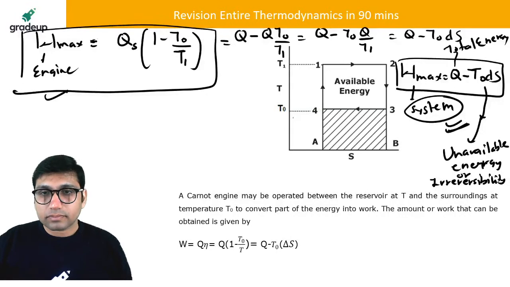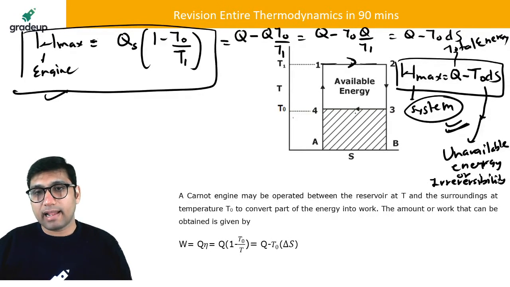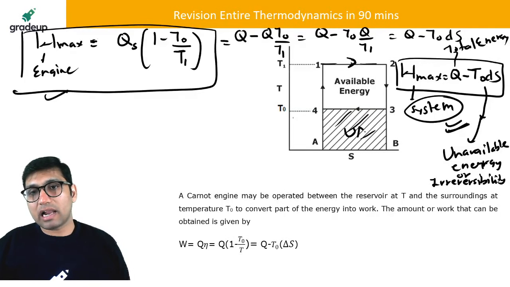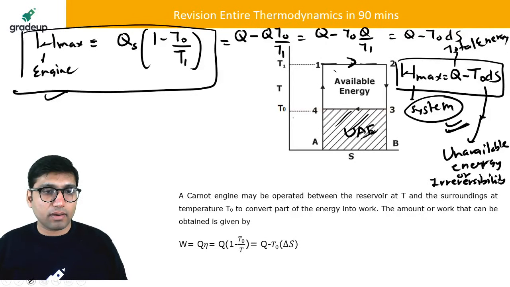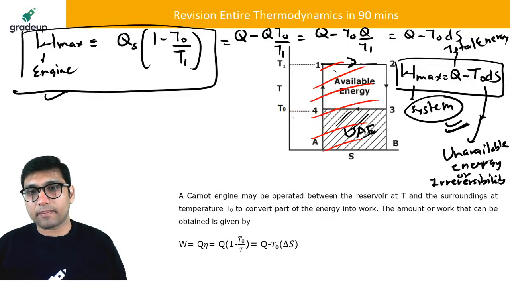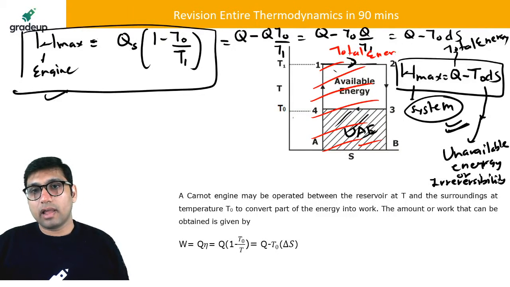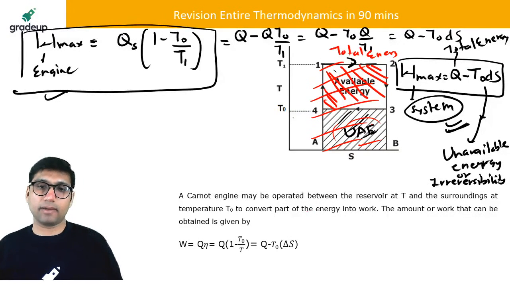For example, this will give you the total heat supplied, and this will be the total heat rejected, or this is the unavailable energy. And the area under this will be giving you the total energy. Total energy will be equal to this red area. And this is the unavailable energy. So this energy will be the available energy. If you subtract the unavailable energy from the total energy, you will be getting this energy, which is the available energy.